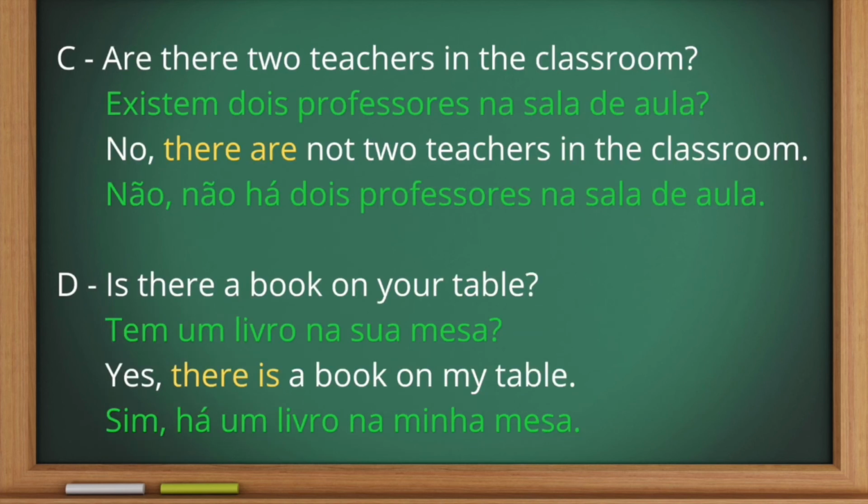C. Are there two teachers in the classroom? No, there are not two teachers in the classroom. D. Is there a book on your table? Yes, there is a book on my table.